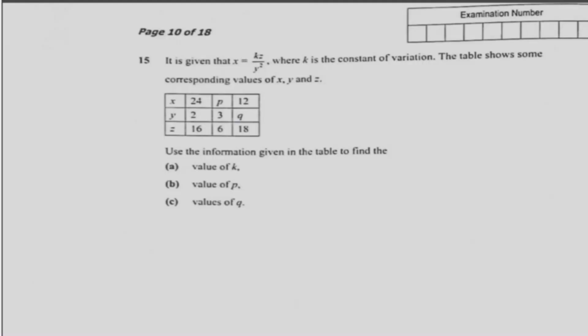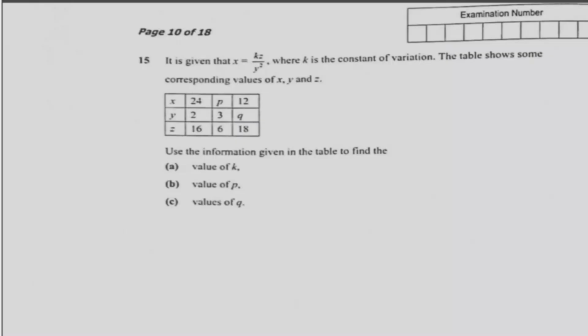We come to question 15. Question 15 is as follows. It is given that x is equal to kz over y squared, where k is the constant of variation. The table shows some corresponding values of x, y, and z. Okay, so we can take time and study the table. After we study the table, we can go to the actual question, which is use the information given in the table to find the value of k, which is a constant.